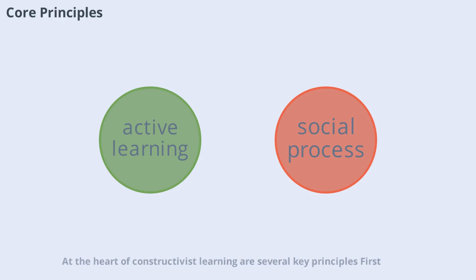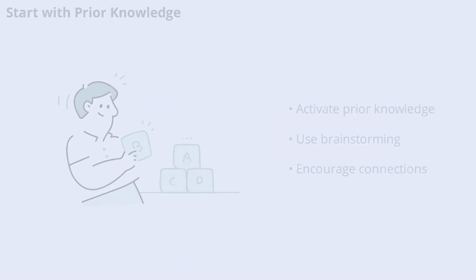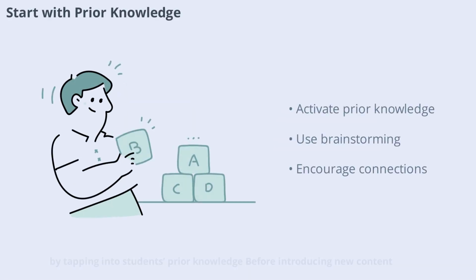The heart of constructivist learning are several key principles. First, knowledge is actively constructed, not passively absorbed. Learners build on their prior experiences and connect new information to what they already know. Second, learning is a social process, often enhanced through collaboration and discussion. Third, authentic, real-world tasks help learners see the relevance of what they're studying. By keeping these principles in mind, you can design tasks that truly engage and challenge your students, encouraging deeper understanding and critical thinking.